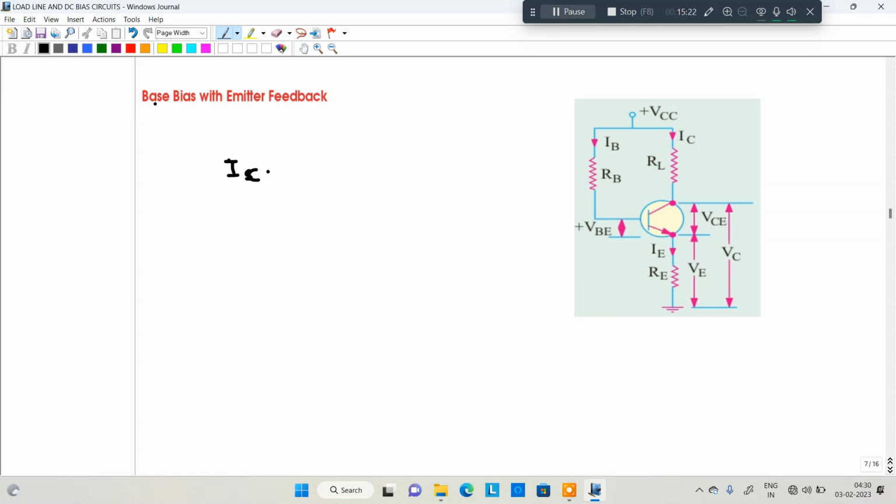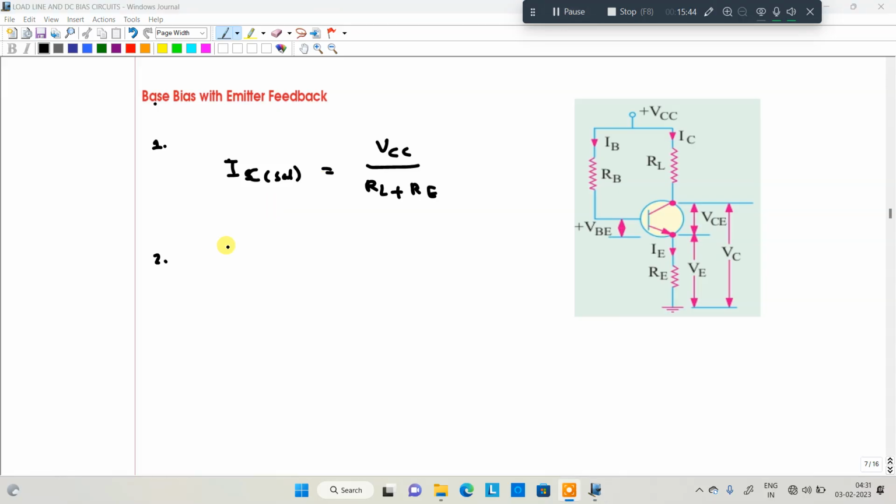IC saturation is equal to VCC divided by RL plus RE. Whenever VC is equal to 0, it is nothing but short circuited, and RL and RE are in series. This is about the saturation. Next, the second thing we are going to find out.